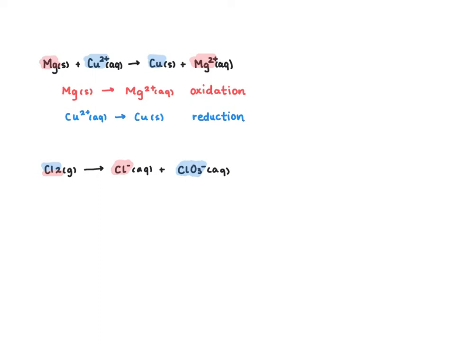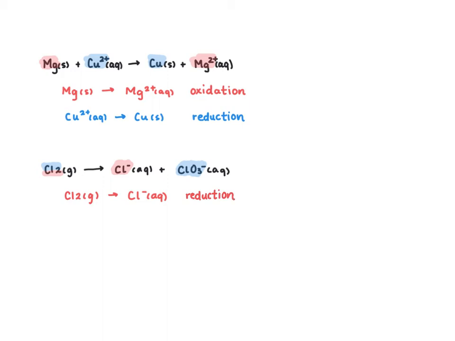So our first half reaction is going to be chlorine, Cl2, to chloride, Cl-. In this half reaction, we have elemental chlorine, so it has an oxidation state of 0. And then we have chloride. It has an oxidation state of -1. So our oxidation state is decreasing, and we have a reduction half reaction.